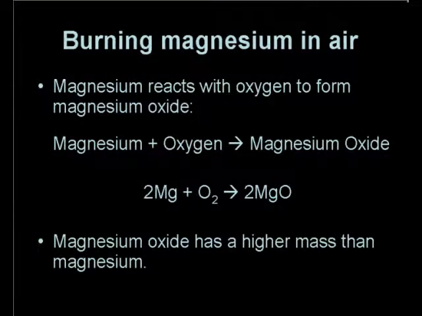Now the magnesium reacts with oxygen from the air to form magnesium oxide, as shown in the word and symbol equations on the screen. Now the key point here is that magnesium oxide has a higher mass than magnesium because it contains magnesium and oxygen particles. Hence we see an increase in the mass.